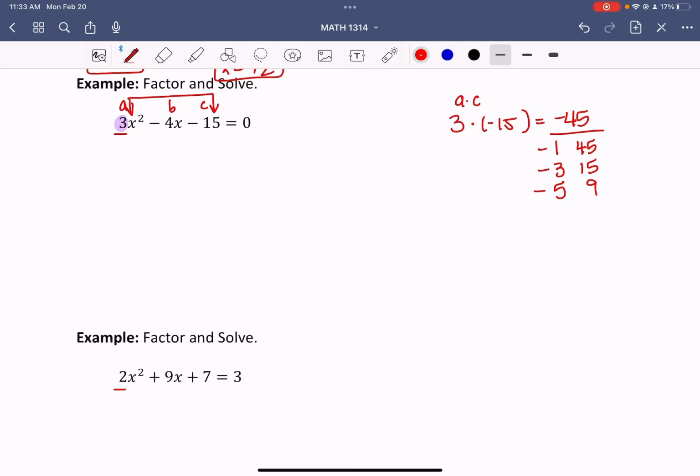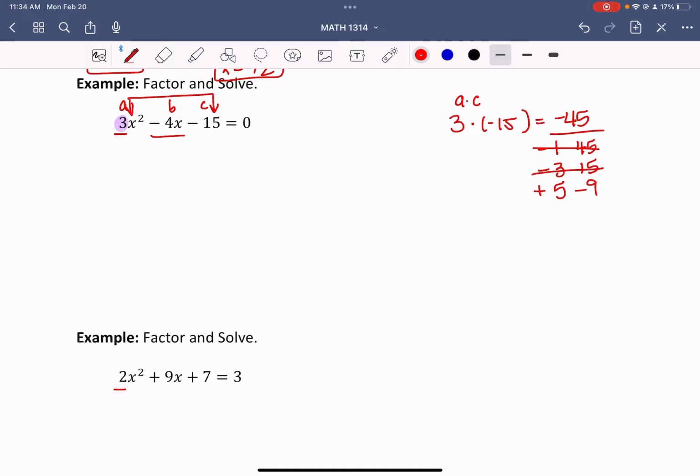Then, just like what we did previously, I'm going to look at my list and think what will add to give me this negative 4. Well, this adds to 44. This adds to 12. This adds to 4, but I need it to be a negative 4, so I'll put my negative on the 9.